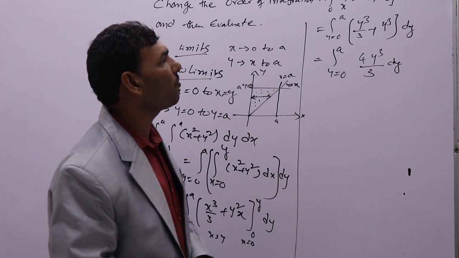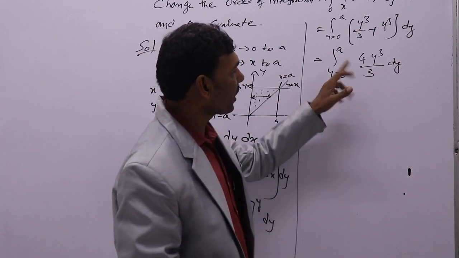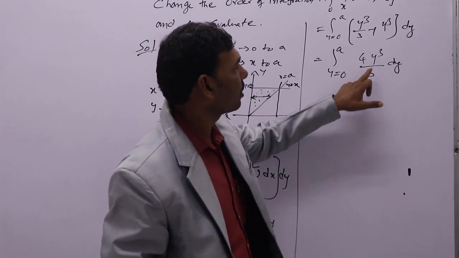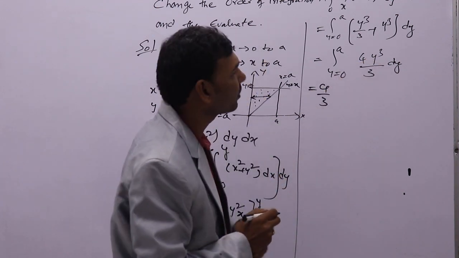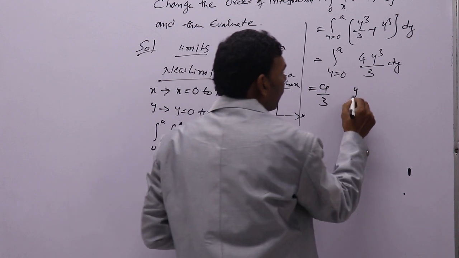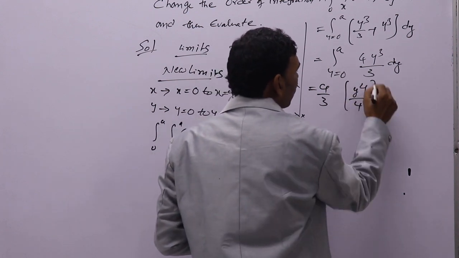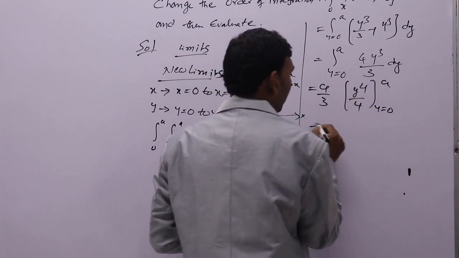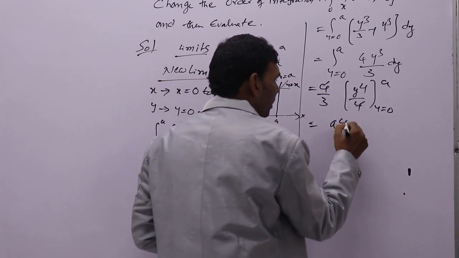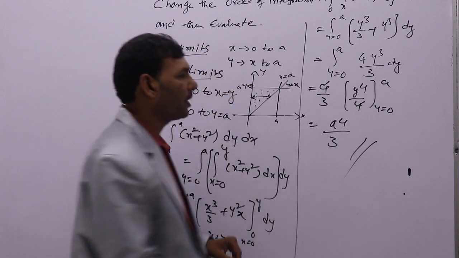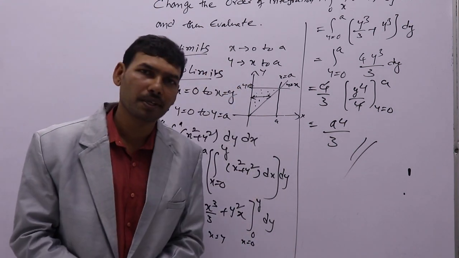Now 4y cube by 3, right? Now take 4 by 3 as constant. Integrate y cube only. Integral of y cube is y power 4 by 4, y equal to 0 to a. This 4 gets cancelled. Write a in the place of y, and you will get the answer: a power 4 by 3. Right? Any doubts you may express.